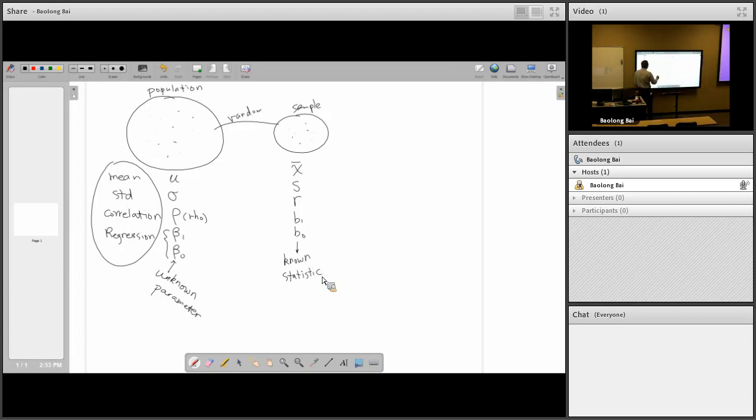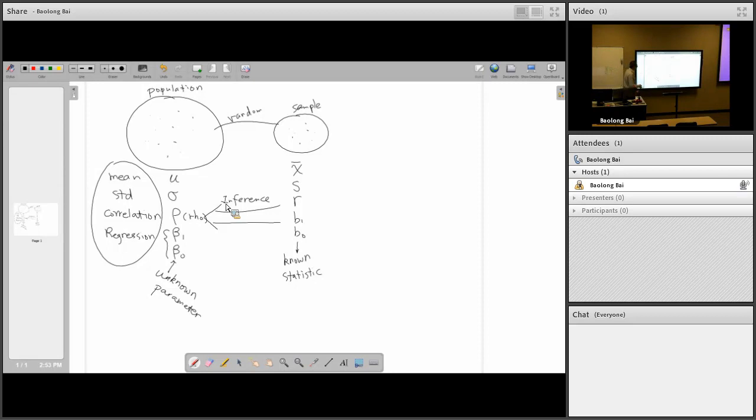So we want to know what's going on in the population. We want to know what kind of measure each of those population measures will be. The process of drawing conclusions from the statistic side toward the parameter side is called statistical inference. Basically, we need to draw conclusions about the population. That's what inference is.